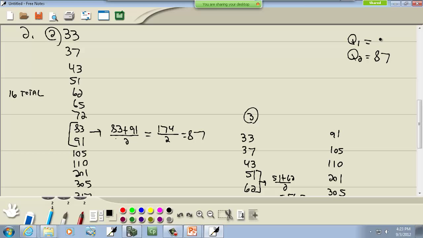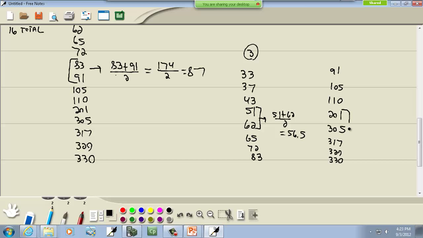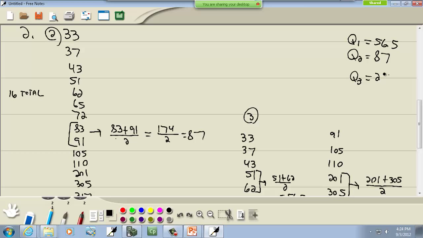So Q1 is 56.5. Q3, we're going to find the median of the top set of numbers. Again, since there's an even number of them, I have to take the average of the middle two. So I'll take 201 plus 305 divided by 2, which gives us 253. So Q3 is 253. And those would be our quartiles by hand. Not a very pretty process.